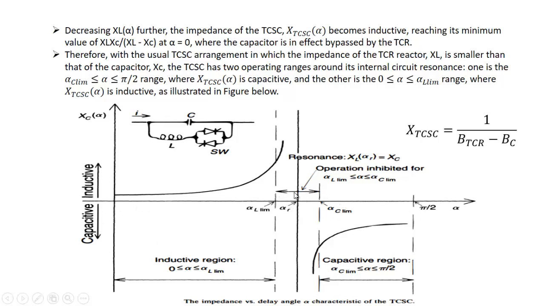So to prevent resonance at alpha equal to alpha r, the resonance value of alpha, a range is taken where alpha is not allowed, or we can say the thyristor is not allowed to fire, between alpha L limit and alpha C limit.